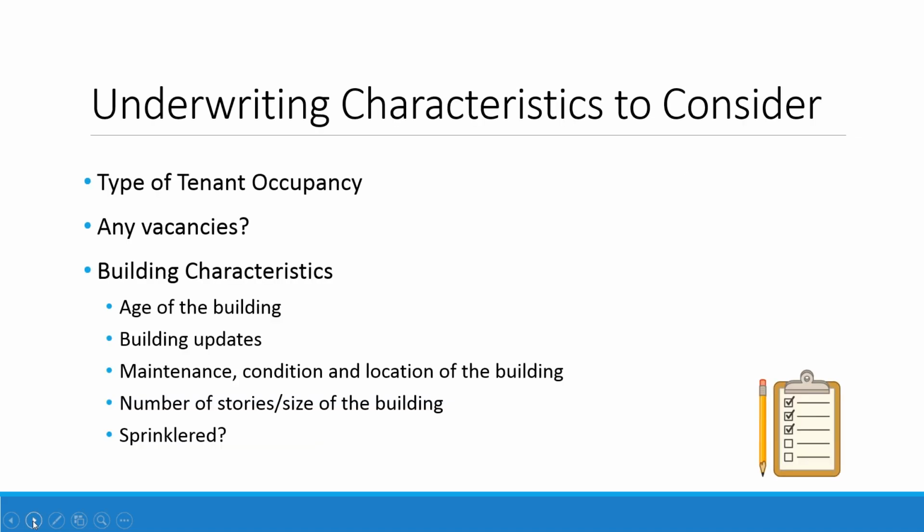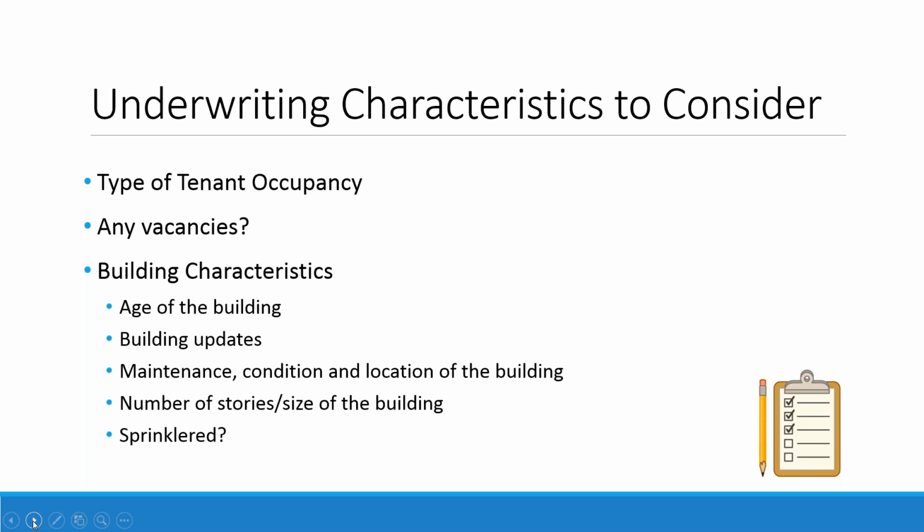All right, so some underwriting characteristics to consider. So you definitely need to know what type of tenant is occupying the building. That is very important because that will determine what markets I can approach, because some markets don't like church tenants and then others do. So we need to know the type of tenant that there is in order to determine what markets we can take the risk to.